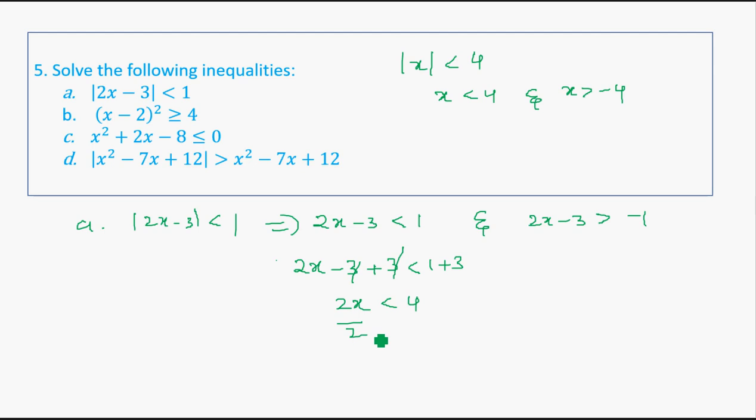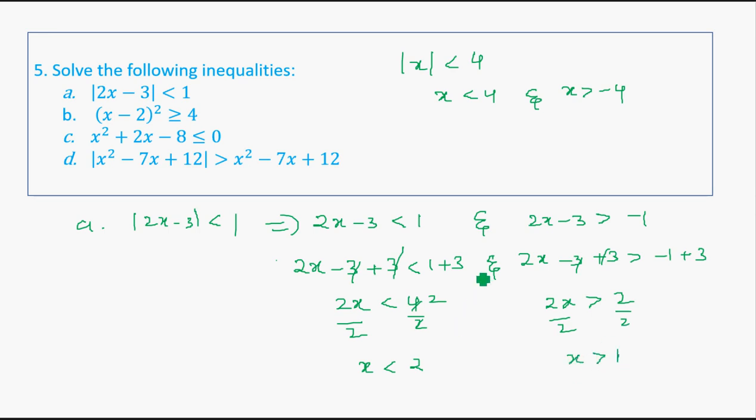Now we will divide by 2 on both sides. So that will become x less than 2. Again, we have a similar approach to this one also. So we will have 2x minus 3 greater than minus 1. We will add 3 on both sides, so minus 3 and plus 3 will get cancelled. We will have 2x greater than minus 1 plus 3, which is 2, right? Now we will divide by 2 on both sides. Now x will be greater than 1, right?